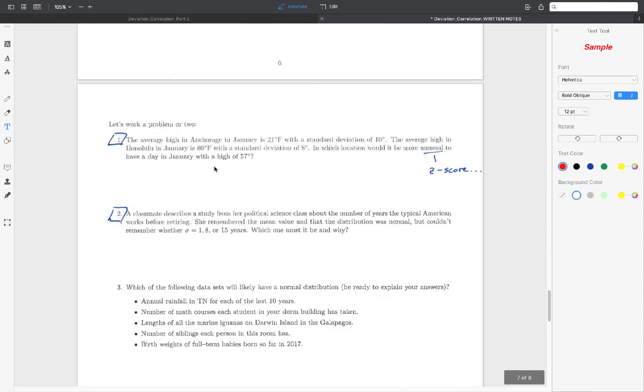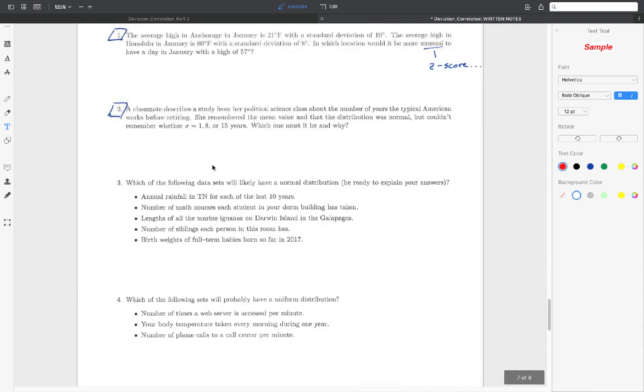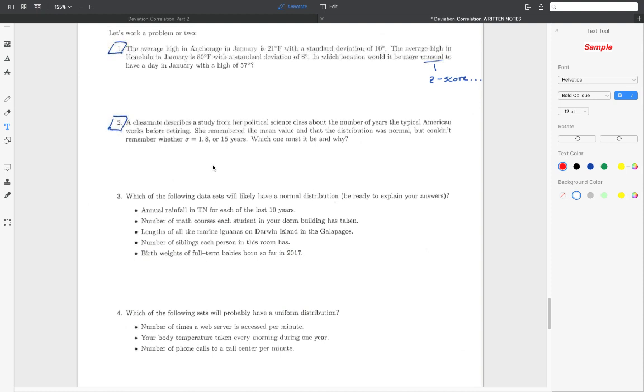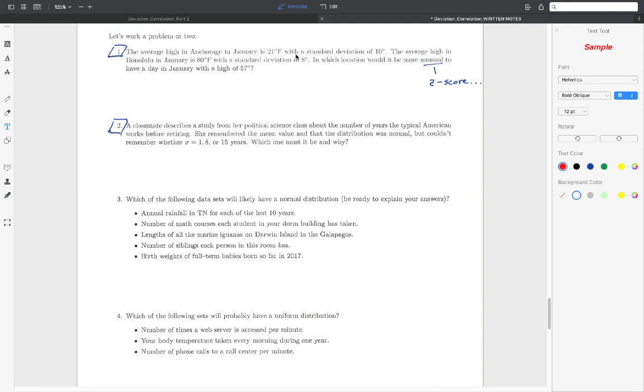From here, there are a few questions that I just want to encourage you to look at, because they're very good assessment-type questions, just making sure you really understand the concept. I might come back and ask very similar things later on. So a problem or two, and I'm going to give you just some tips about it. The average high in Anchorage in January is 21 degrees Fahrenheit with a standard deviation of 10 degrees. The average high in Honolulu is 80 degrees Fahrenheit with a standard deviation of 8 degrees.